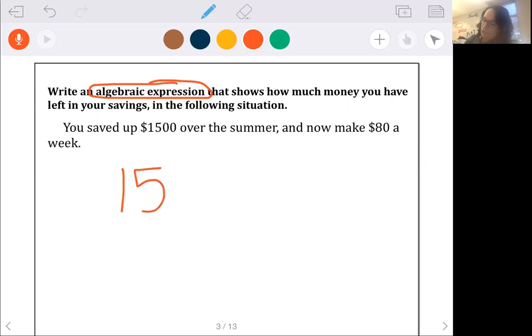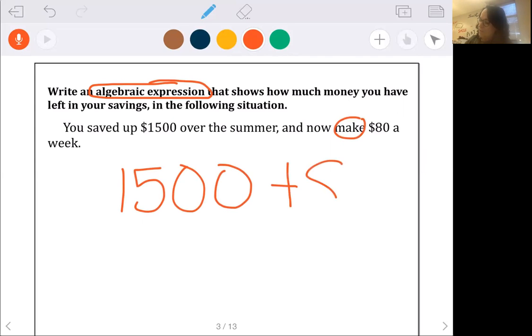Okay, and now school has started. You've cut down on your hours, and you found you're only making 80 a week. But when you make 80 a week, if it said spend, you would subtract, but making is going to add 80. Now, if you leave it like this, which is really common, that's only 1 week.